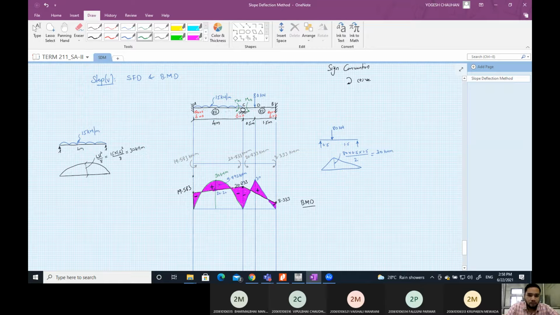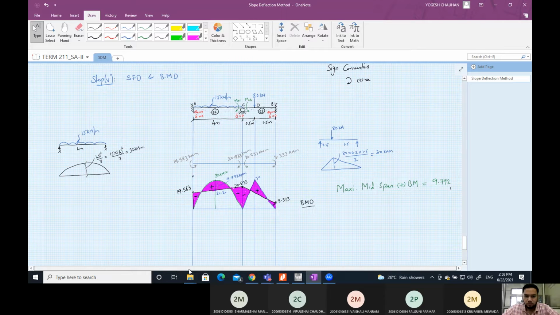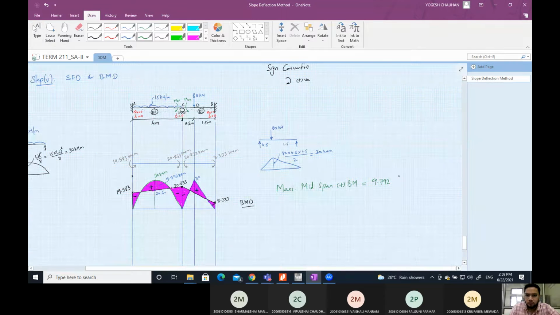But this will give you the maximum midspan moment, midspan positive bending moment, we can say, that is 9.792 kilonewton meter.